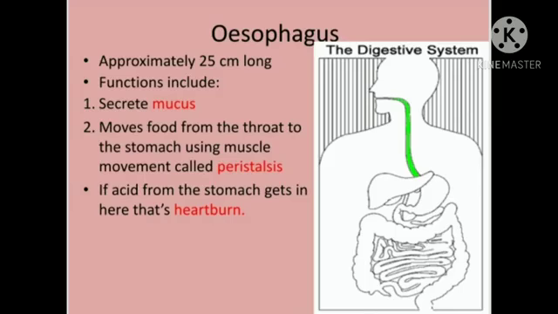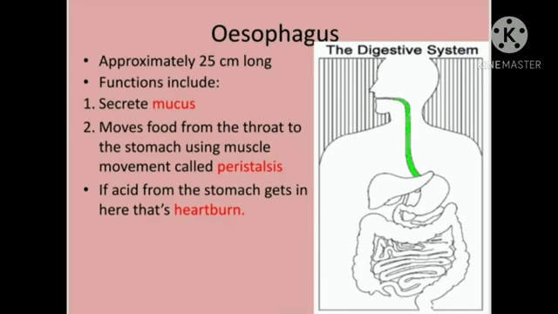Under this, it is basically about 25 centimeter long. Its functions include: it secretes mucus, and it moves the food from the throat to the stomach using the muscle movement called peristalsis. Basically, it is a passage for food from throat to the stomach using the muscle movement, and this muscle movement is called as what? Peristalsis. And this movement is called peristaltic movement.